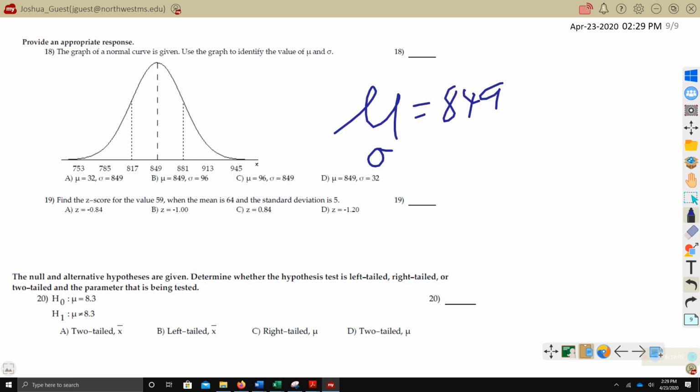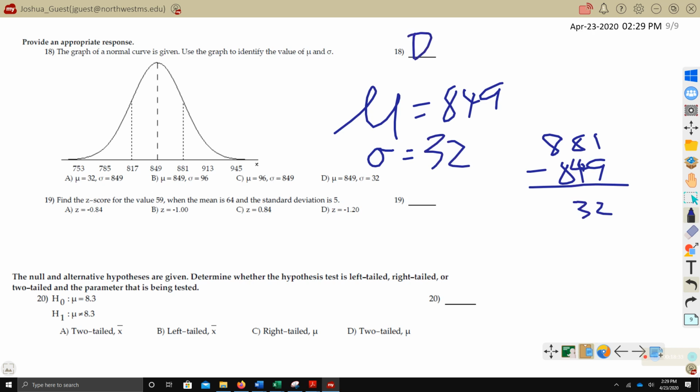And then how do I get sigma? Sigma is the difference between these two, or the difference between these two, or the difference between these two. You just pick any two consecutive. So if I do 881 minus 849, then that's going to be 32. So then sigma is 32, and so then 18 is D.